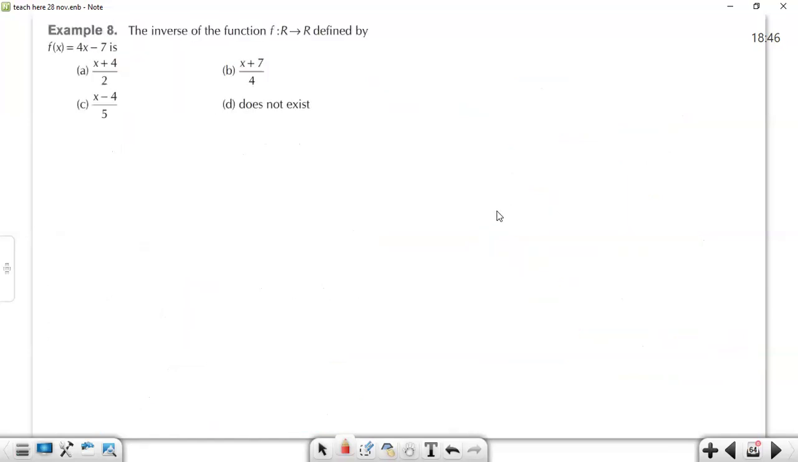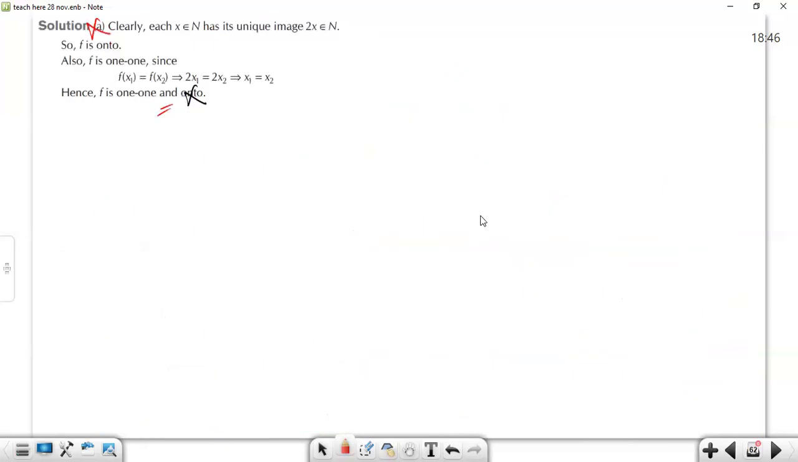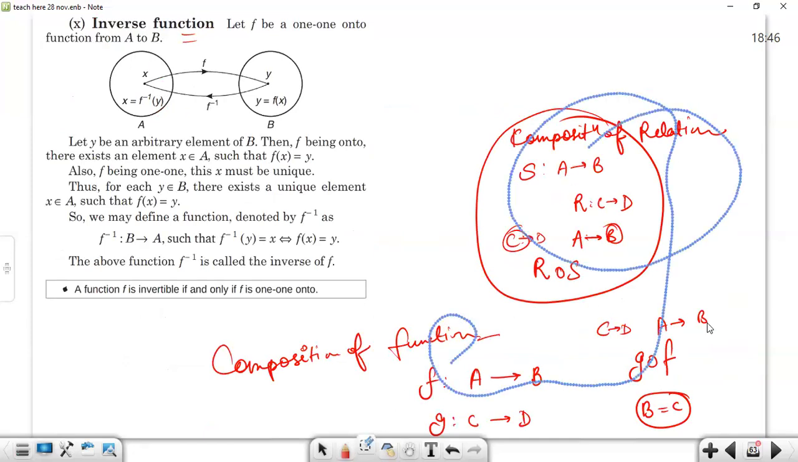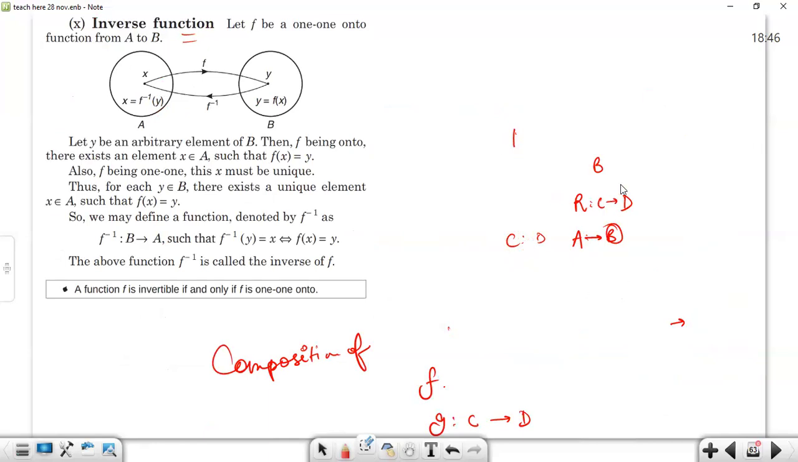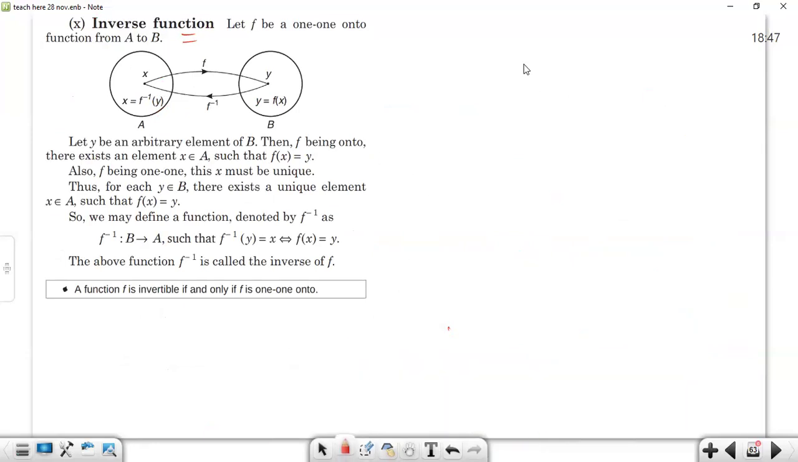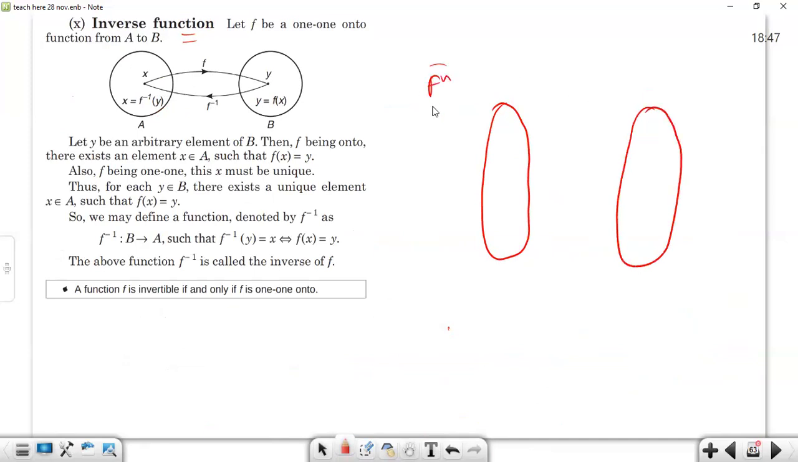So let's now go back to where we have left some topics: invertible function. As we were discussing earlier, an invertible function is a function which is one-one and onto. Now let's discuss what a function is first. What is a function? Come on, tell me. What are the properties of a function?